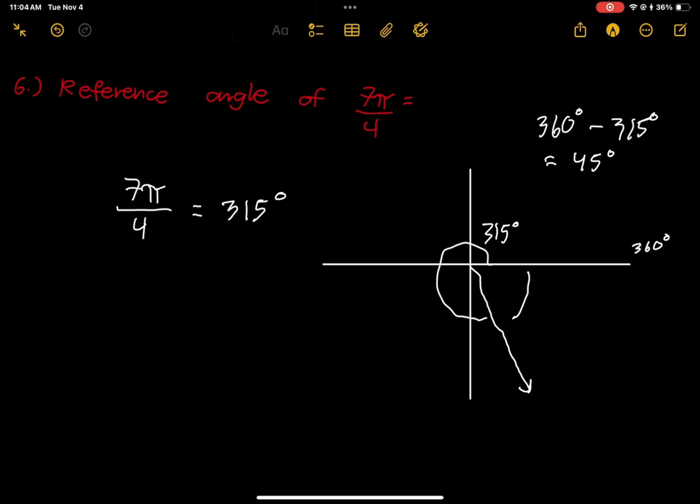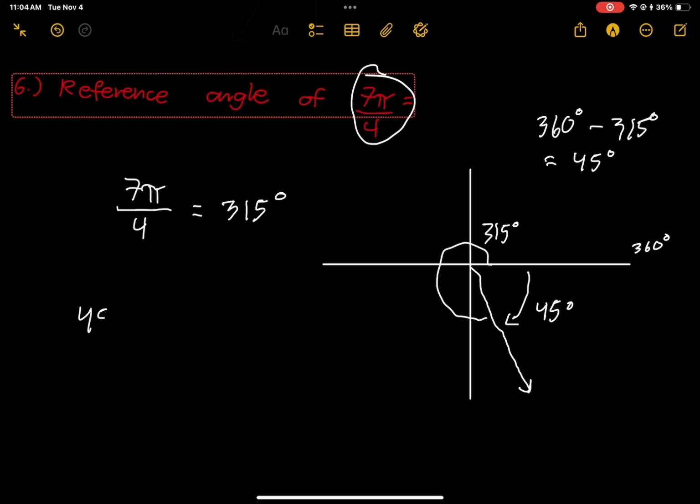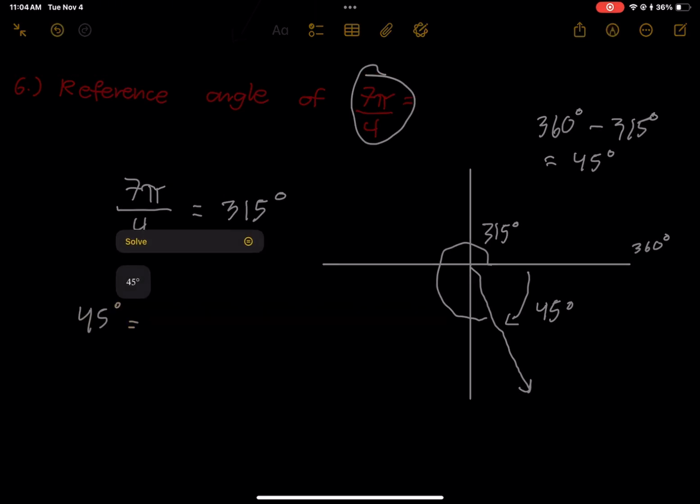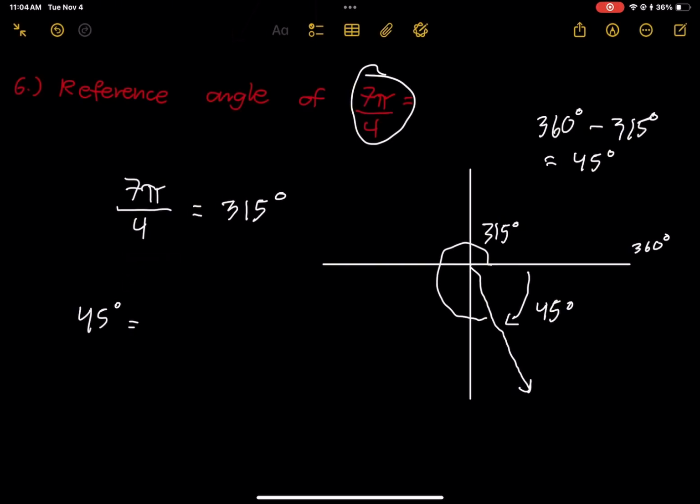But we have to convert it to radian form, because the given angle is in radian form as well. So converting it, we just have to use the formula pi over 180, and we will come up with pi over 4. So the reference angle of 7 pi over 4 is 45 degrees or pi over 4.